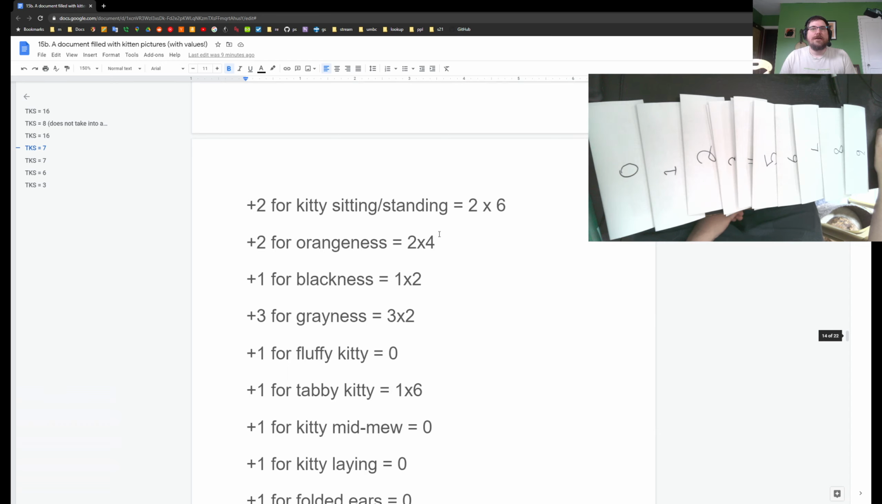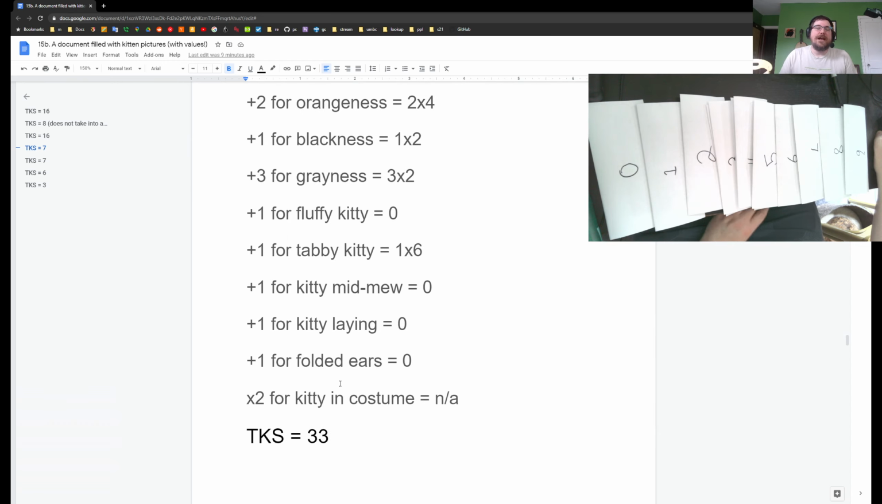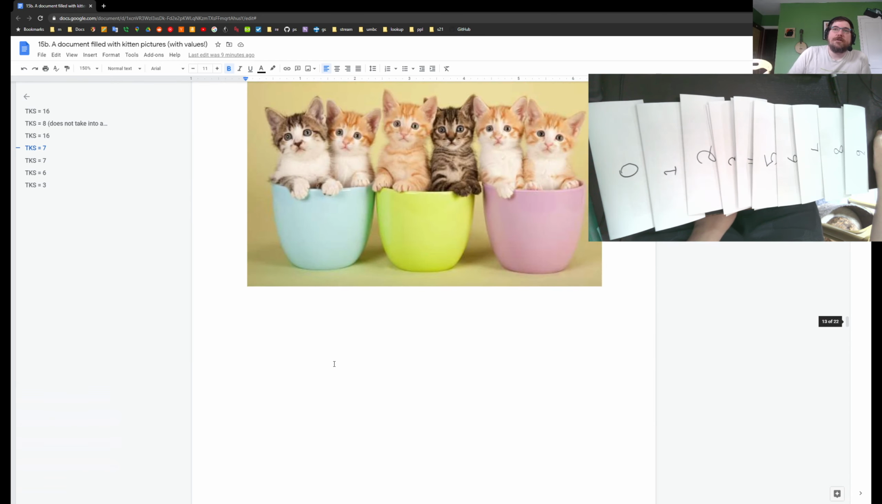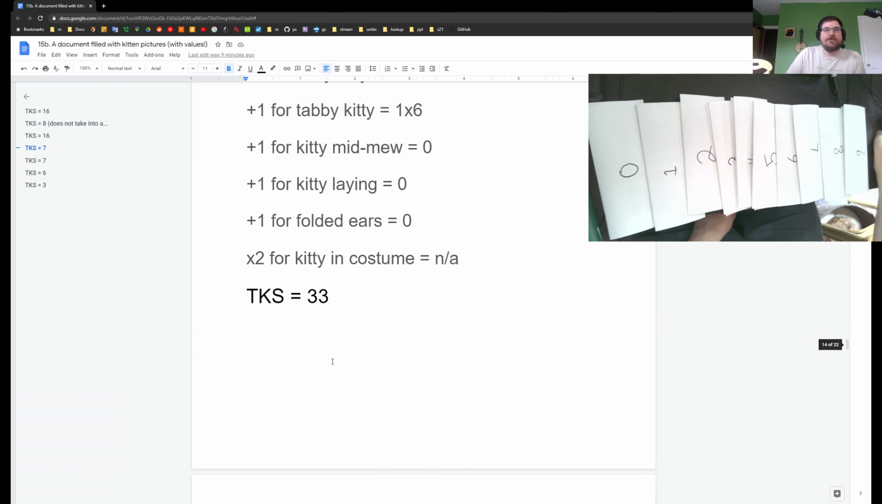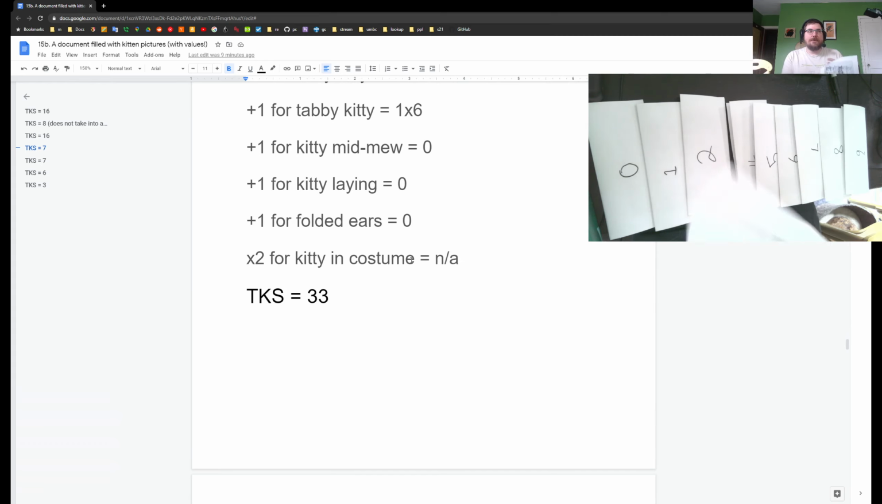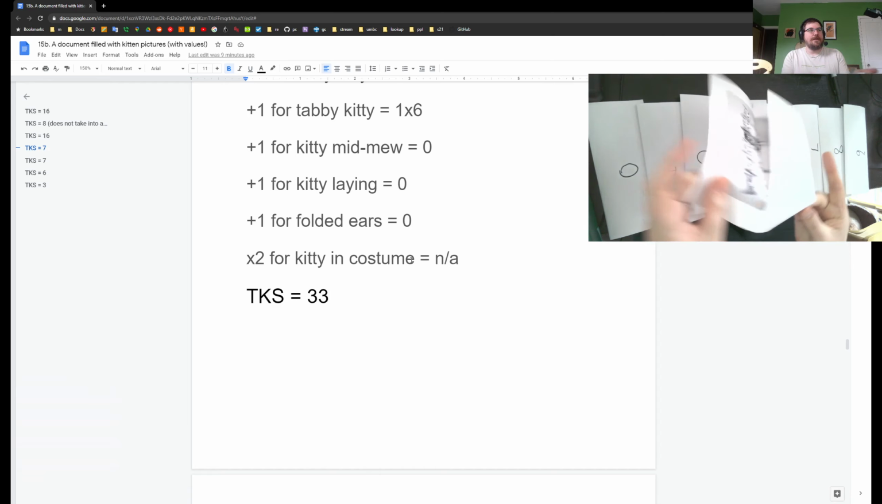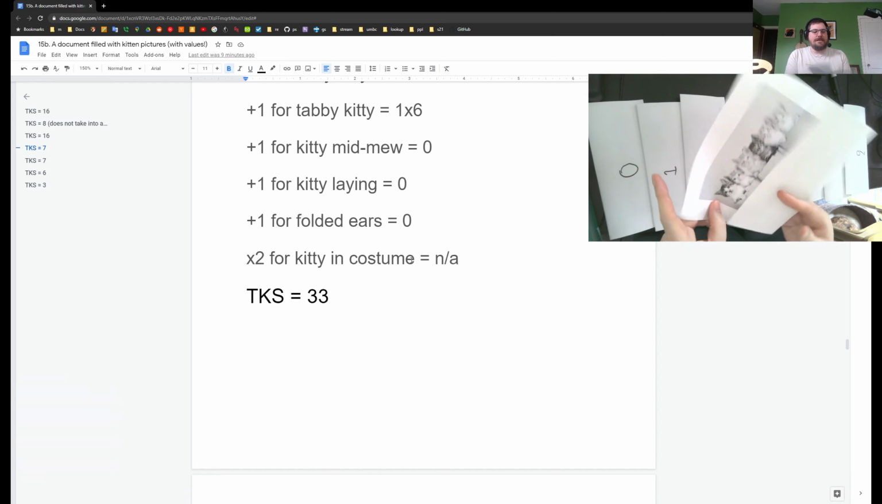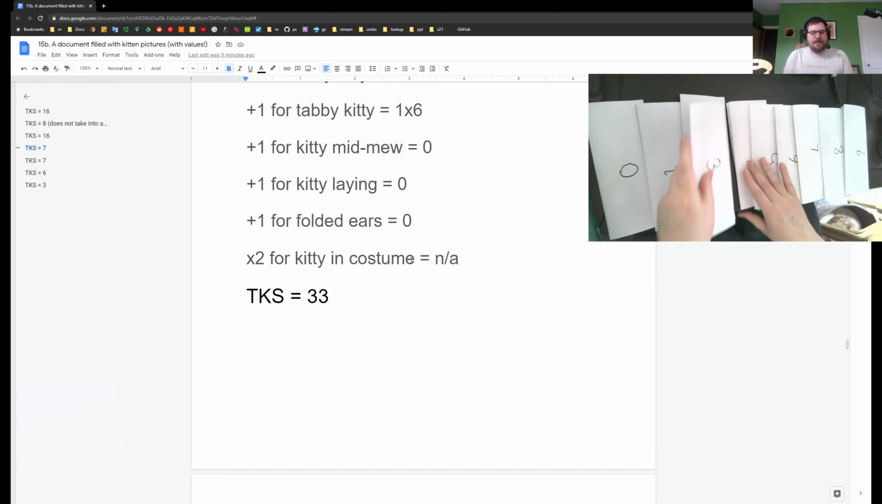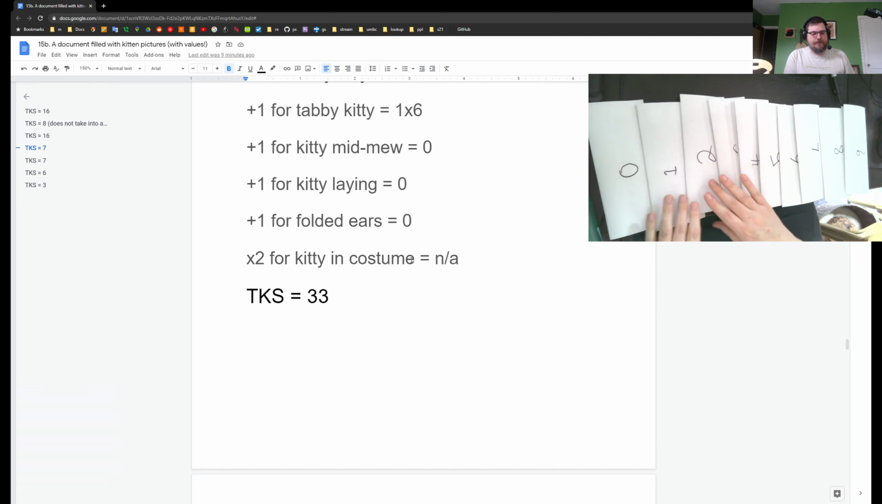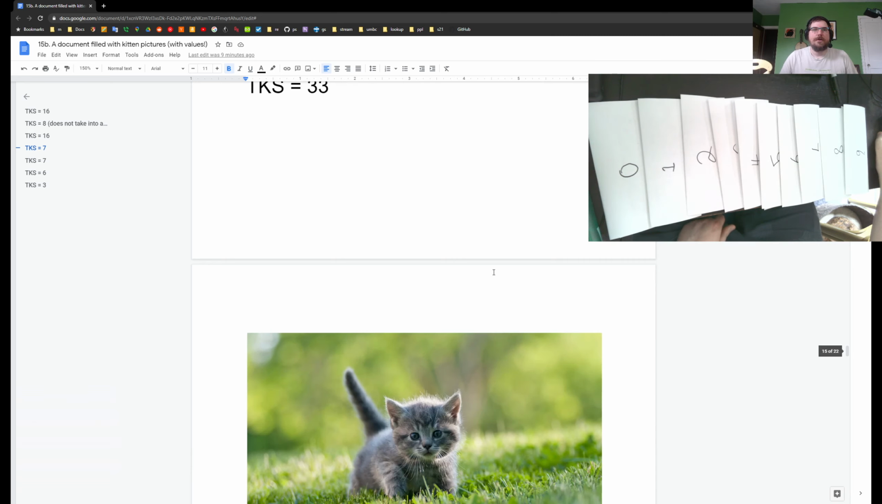This is a lot of kitties. Oh boy. So here's a look at all these scores. Being in a mug does not count as being in a costume. Doesn't count. Even though those are very nice mugs. So this is 33. Woo! All right, well let's look here. And look, we got all of our kitties. We got them. There they are. Excellent.